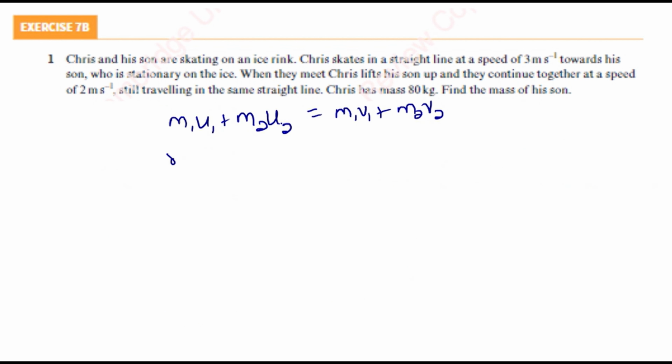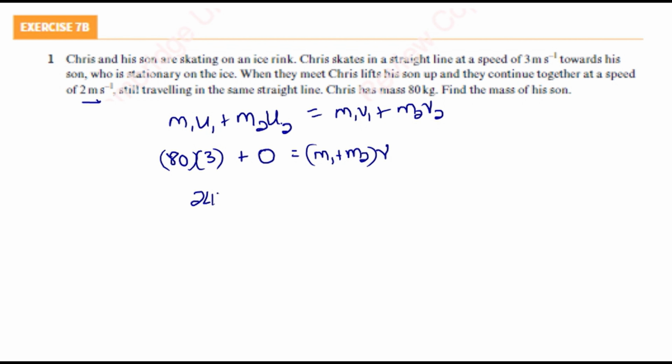So m1 is the mass of Chris, so it's going to be 80 times his initial velocity, which is 3. The son is stationary initially, so m2u2 will just be 0. And now we have m1v1 plus m2v2. Now, the fact that they move off together as a single unit means that they share the same velocity. So we're going to have m1 plus m2, the mass of Chris plus the son, times the final velocity v. That final velocity v is 2 meters per second.